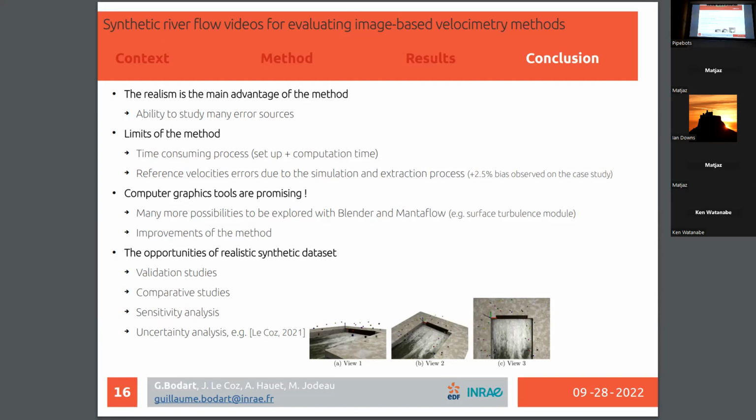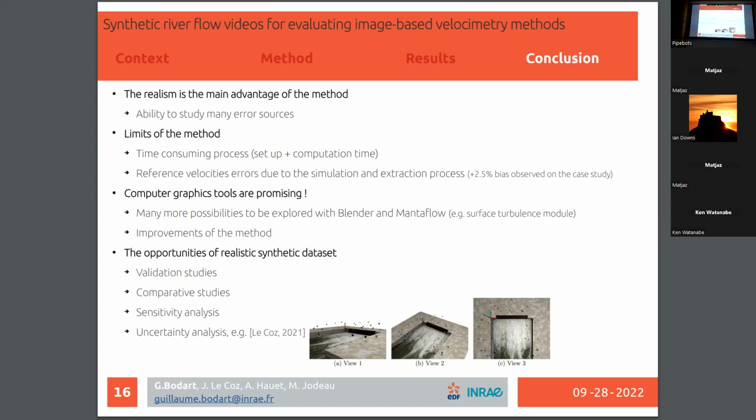Then there is this reference velocity problem. Actually, we find that the bias is about plus 2.5%. So we can at least get an estimate of this bias. And yeah, computer graphics tools are promising, as we can see. So many things were investigated, especially with Blender.